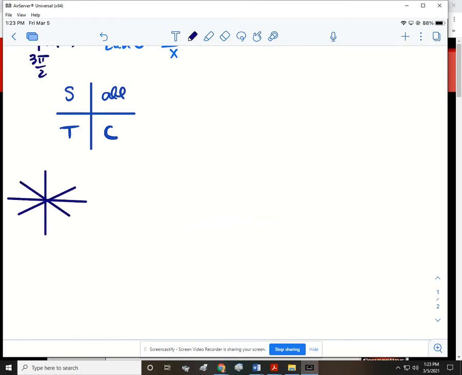So pi over 6 corresponds with 30 degrees, so I'm going to draw a shallower angle. So in quadrant 1 is pi over 6. Quadrant 2 is 5 pi over 6. Quadrant 3 is 7 pi over 6. And quadrant 4 is 11 pi over 6.